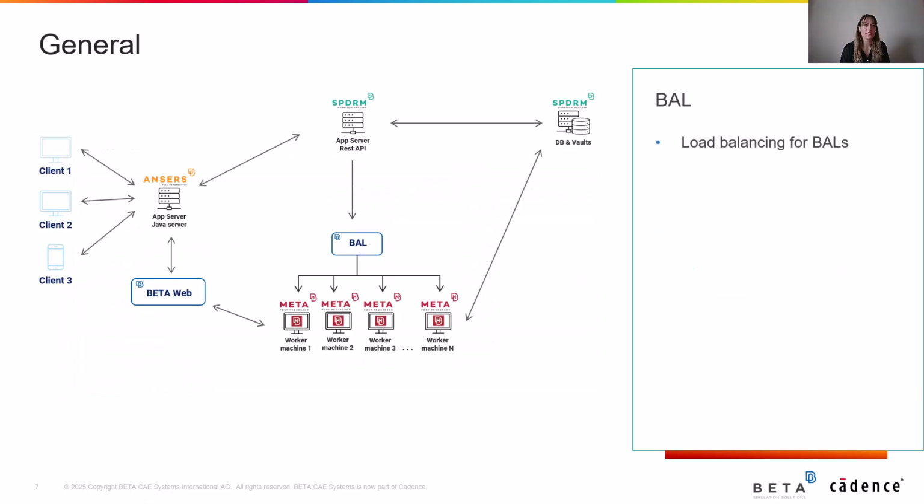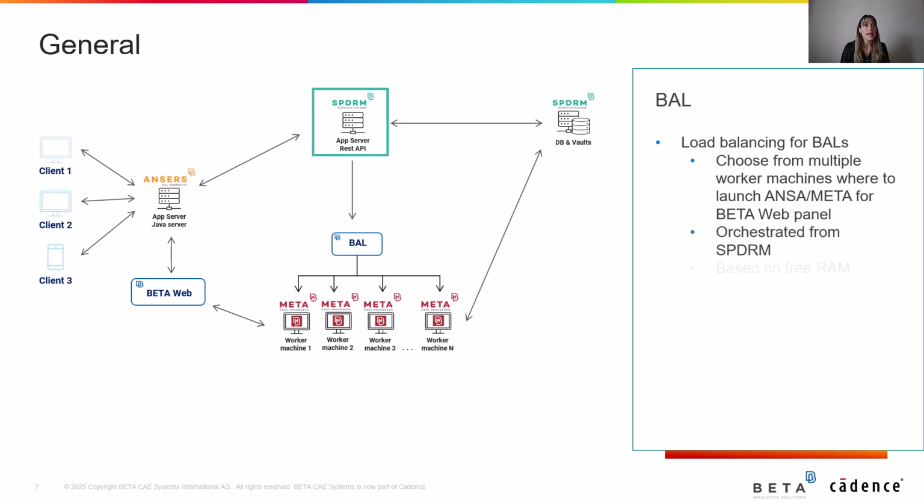Another new improvement is the ability to choose from multiple worker machines when launching ANSA or META for the Beta Web Panel. This new feature allows tasks to be distributed across several machines, optimizing workflow efficiency and resource management. The entire process is orchestrated through SPDRM, which simplifies and streamlines the execution. Decisions on where to launch tasks are based on the amount of free RAM.